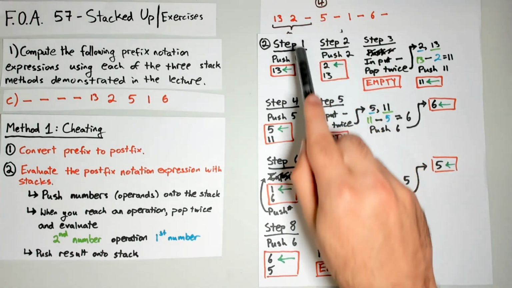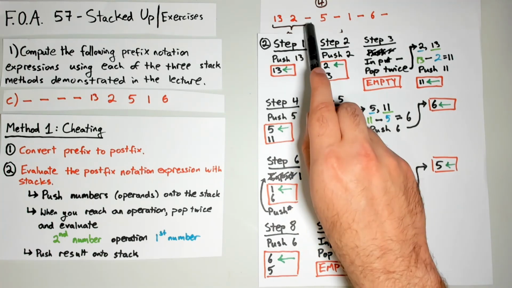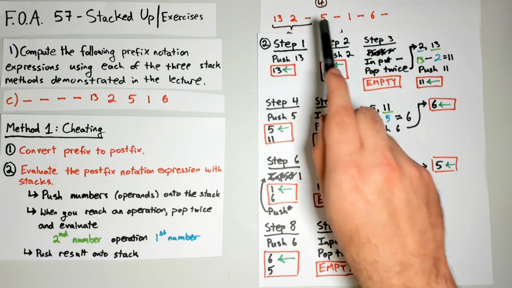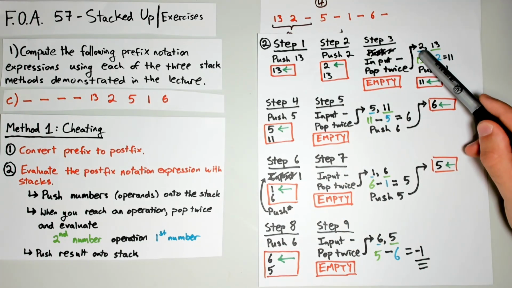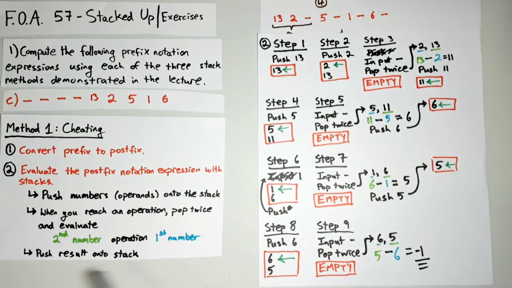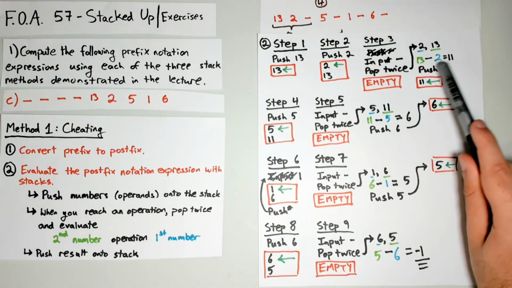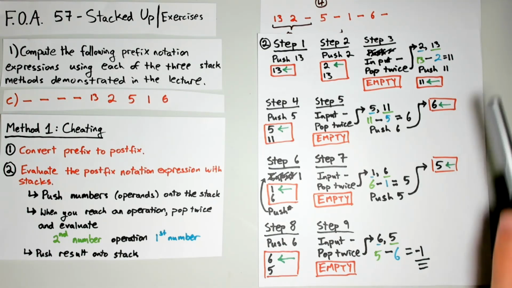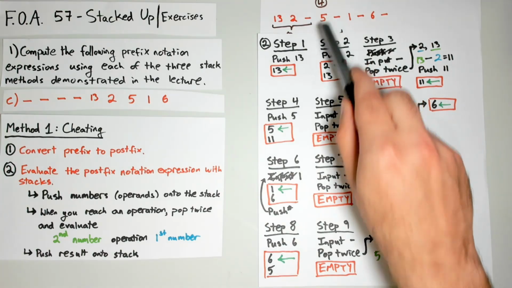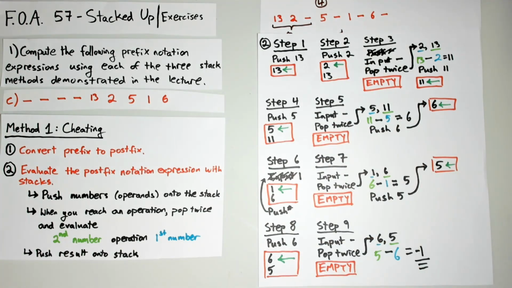So we start by pushing the 13, then the 2, and then we have an operation that we're inputting. So we pop twice to get that 13 and the 2, in this order, 2 then 13. Then, reversing the order, we subtract them to get 11, and we push that result onto the stack. So we now have 11 in our stack, and when we push the 5, we make 5 our new top.